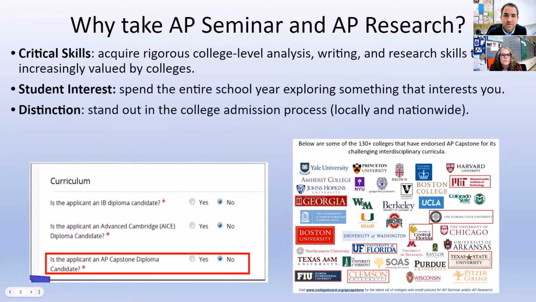Like I said, the point of the program is to teach students how to analyze different information, how to write effectively, and how to research effectively. They really get to spend the entire year exploring something that interests them. And Ms. Shu, you can talk a little bit about some of the things that they do in AP Research to help with that.